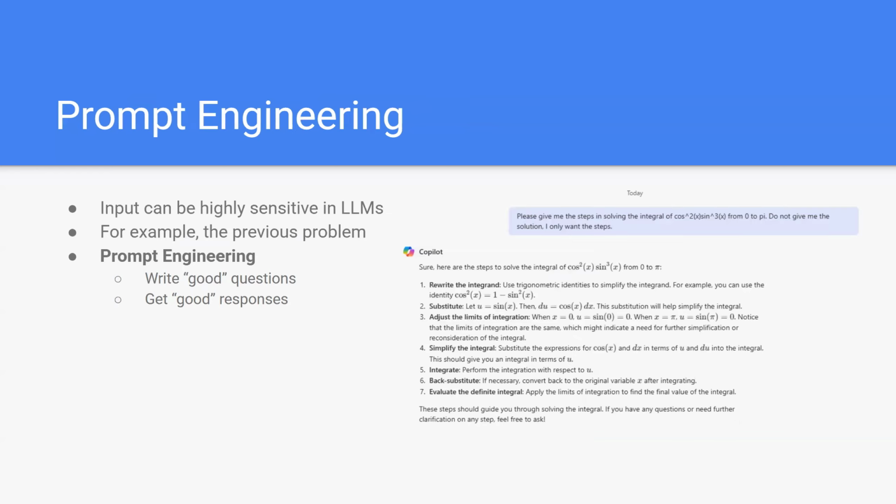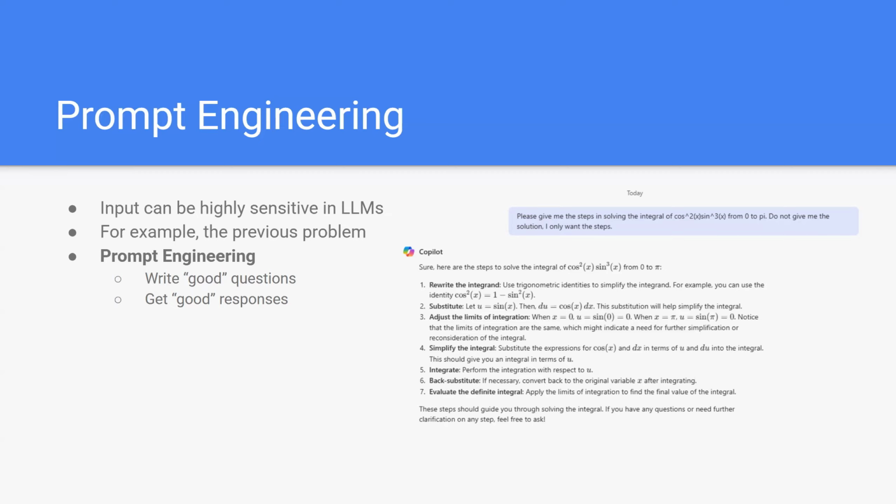Now that we have seen an example of how we can use Wolfram Alpha and Copilot to solve a problem, let's go back to something we mentioned briefly in a previous slide: prompt engineering. Prompt engineering is crucial when working with large language models or LLMs like Copilot. The input we provide for an LLM can significantly affect the output. In other words, the way we phrase our questions can determine the quality of the responses we get.